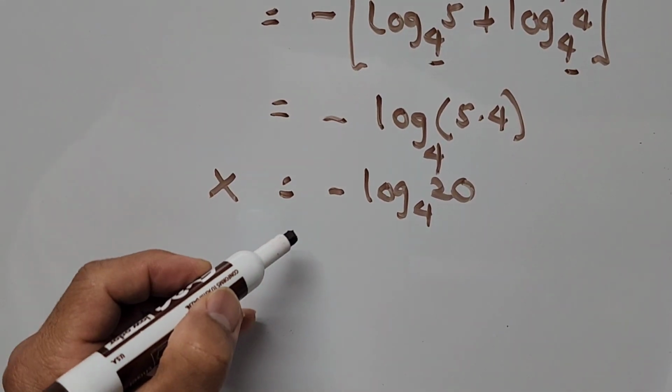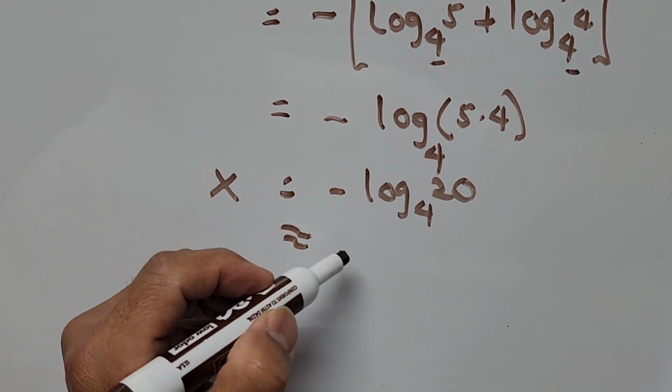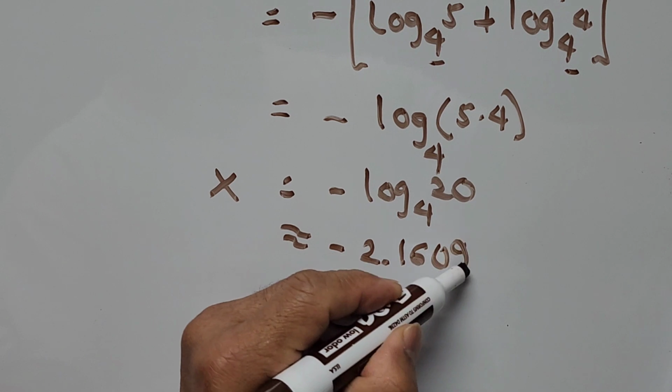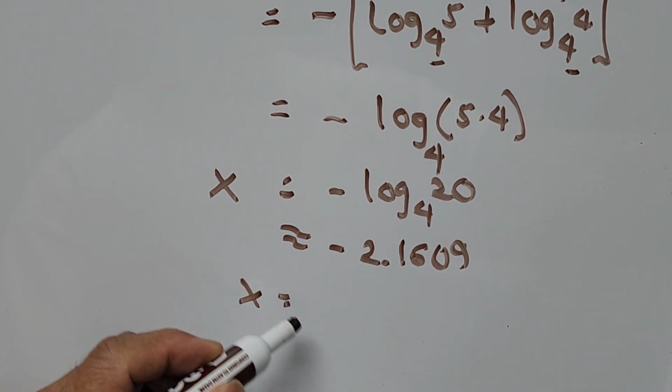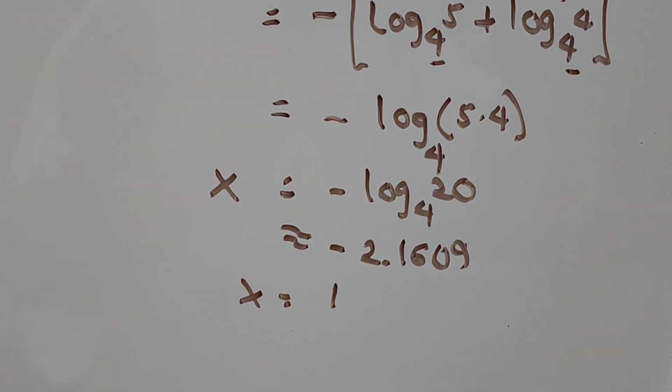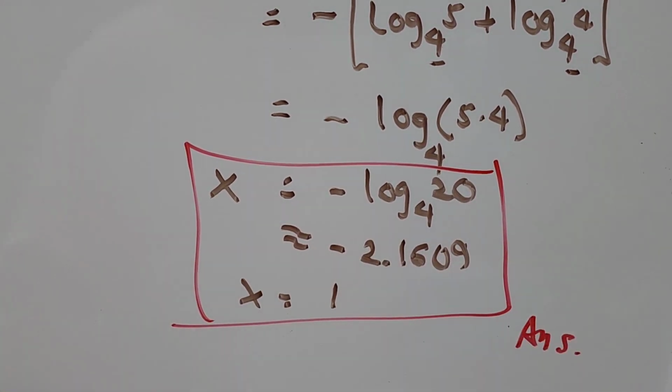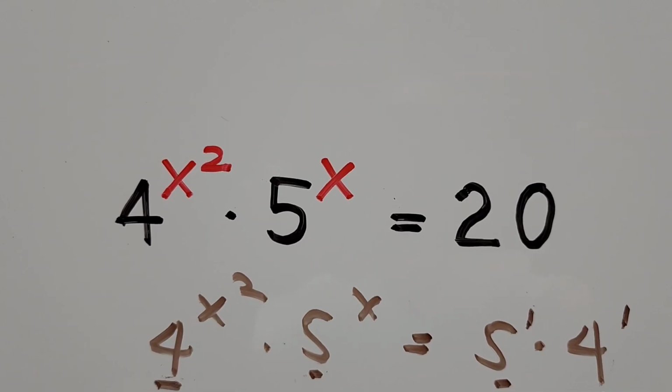This is approximately equal to negative 2.1609. And the other value of x from earlier is 1. So these are the values of x. That's our final answer. And so that's all for now.